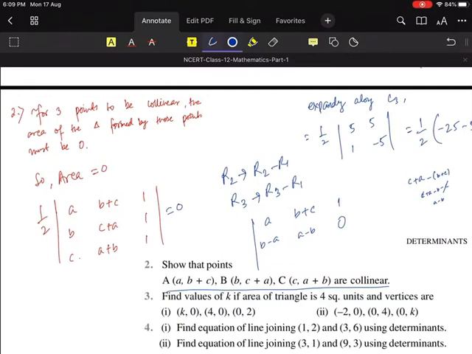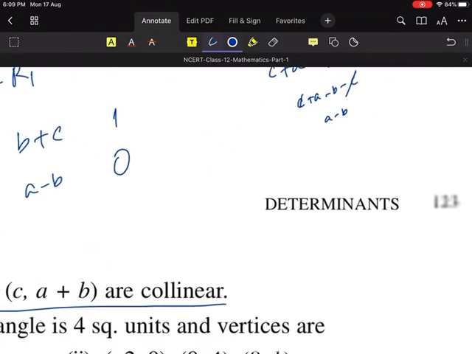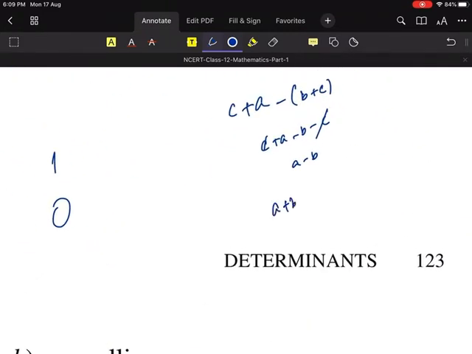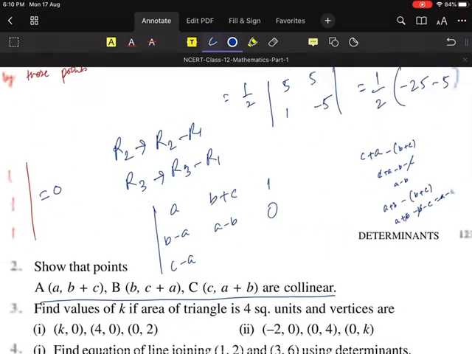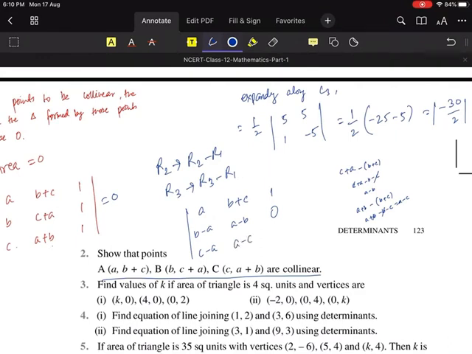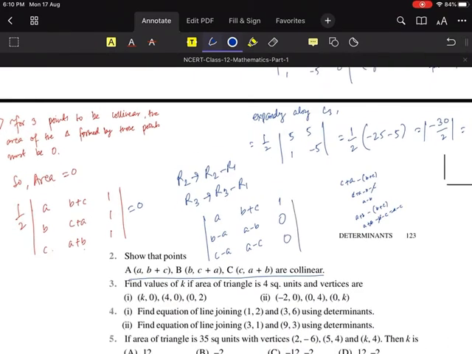This one now. C minus A, this one is what? R3 minus R1, C minus A. This minus this, again the same thing. A plus B minus B plus C. So tell me what it will be. A plus B minus of B plus C. So A plus B minus B minus C. It will be A minus C. Okay? And this one will be 0.